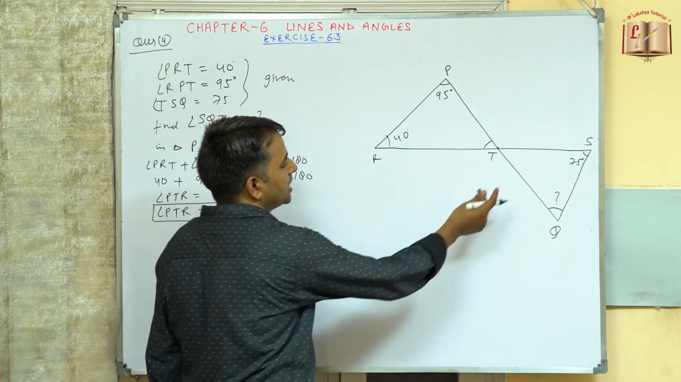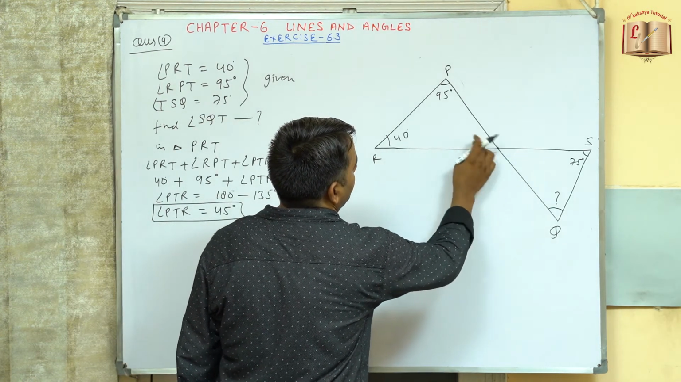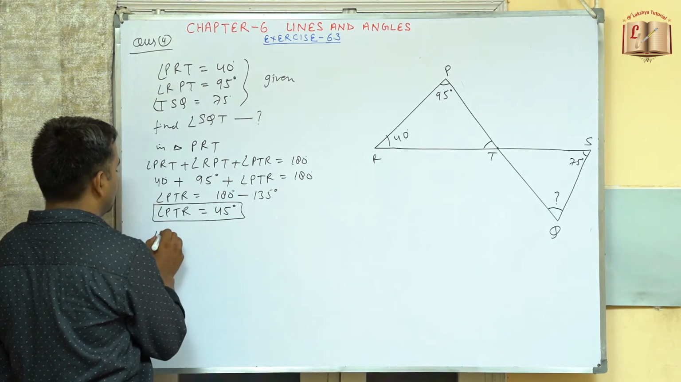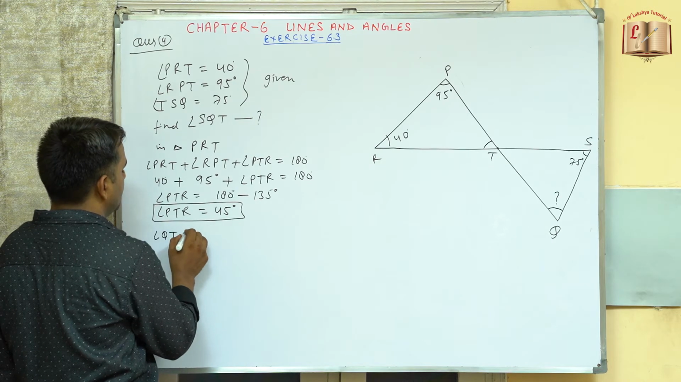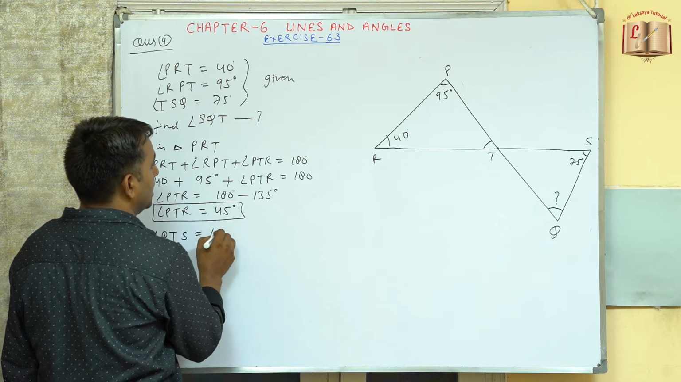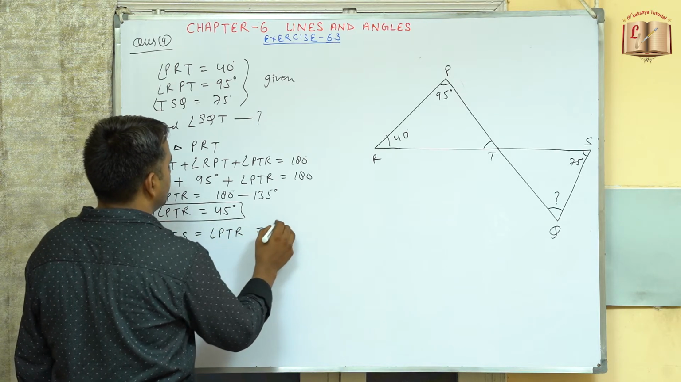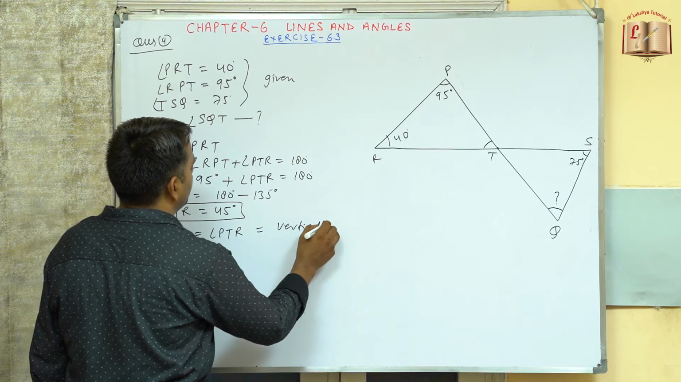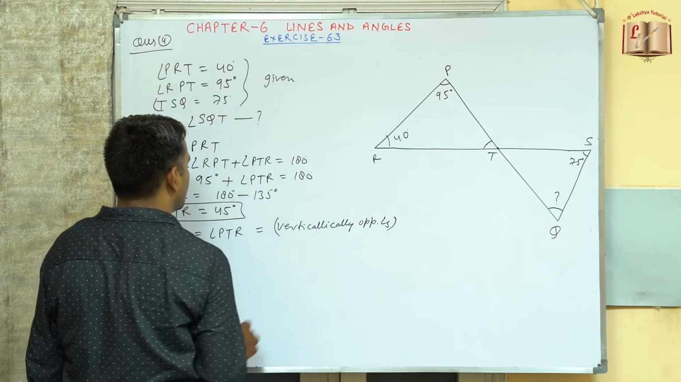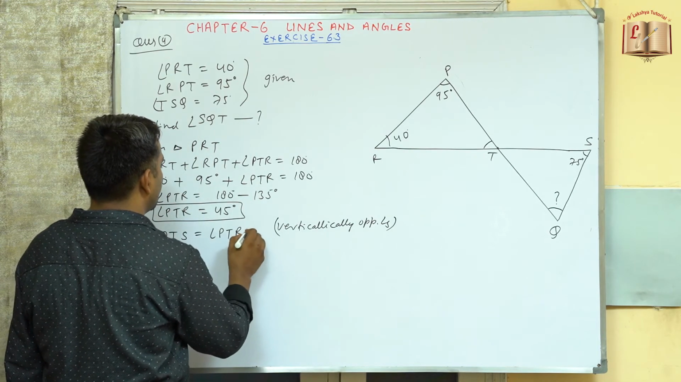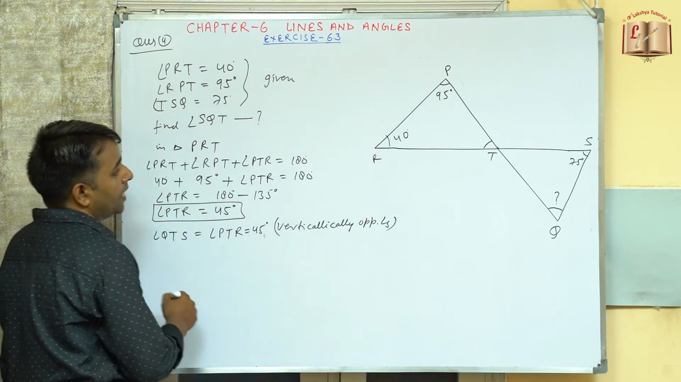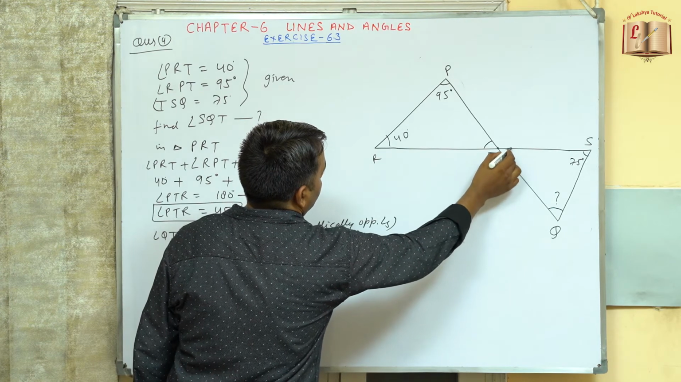Now this angle will be equal to this angle because they are vertically opposite angles. So angle QTS equals angle PTR because they are vertically opposite angles, so they are equal to 45 degrees. We got this angle as 45 degrees.